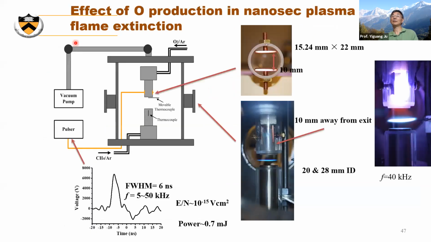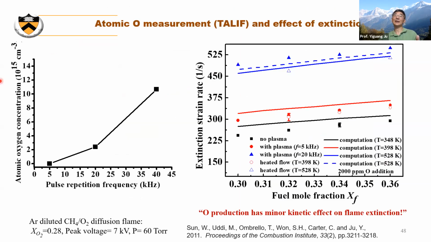And then we try to measure how much atomic oxygen is produced in the plasma, basically using TALIF, two-photon laser induced fluorescence. You can see that indeed with increased plasma frequency you have increasing atomic oxygen generation that enhances the flame speed and the strain rate, but this is mostly still thermal because the O production is very, very small compared to the flames.